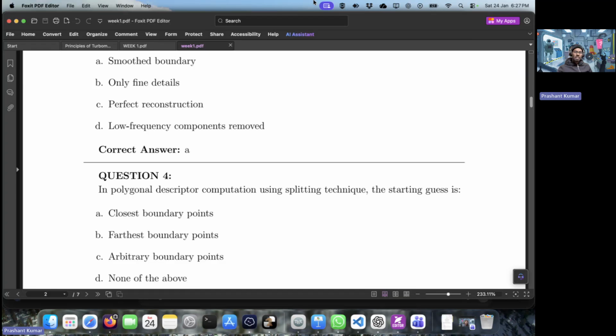The question is about polygonal descriptor computation using the splitting technique. The starting guess is the closest boundary point, the farthest boundary point, an arbitrary boundary point, or none of the above. Basically, the idea is to find the farthest point. You can use a sorting algorithm because you have all these discrete points, so you can sort to find the two farthest points and start from there. That will be the most optimal way to reach the threshold with the minimum iterations.